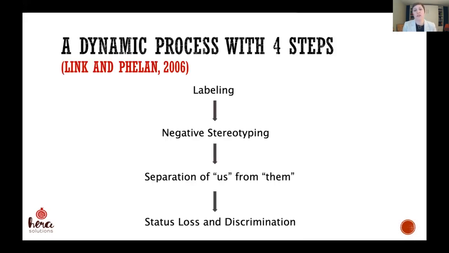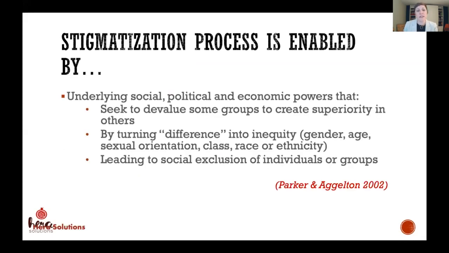But stigma actually emerges through a dynamic social process, beginning when a difference is labeled, followed by negative stereotyping because of that difference. Then a separation of us from them occurs, followed by status loss and discrimination. The stigmatization process is enabled by underlying social, political, and economic powers that seek to devalue some groups to create superiority in others by turning difference into inequity based on gender, age, sexual orientation, and so on, leading to social exclusion of individuals or groups.